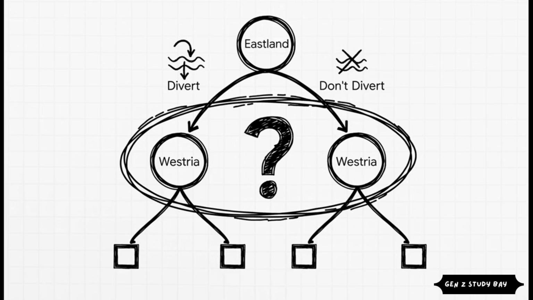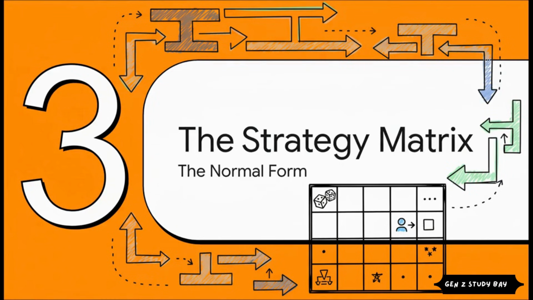Westria is choosing completely in the dark. So the decision tree is great, especially for sequential games. But for games with simultaneous moves, like our water game, there's often a much cleaner way to see what's going on. Let's look at our second blueprint, the normal form, or as most people call it, the strategy matrix.